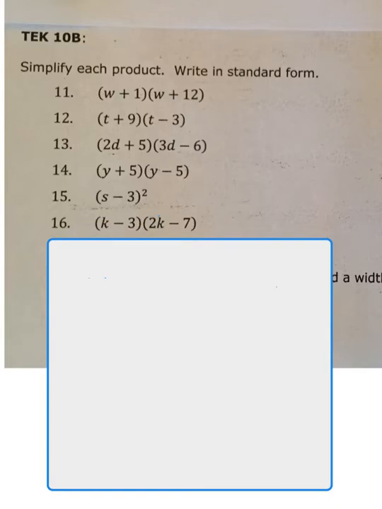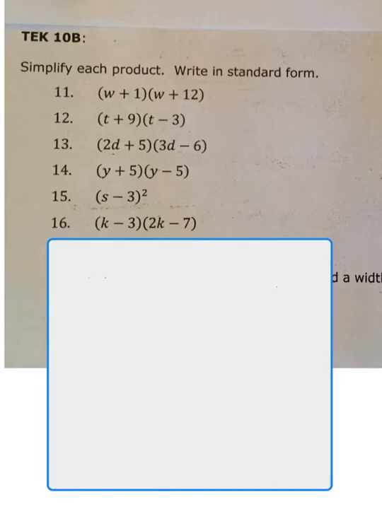Number 16, k minus 3 times 2k minus 7. When I look at this, I notice that k in the first binomial has a coefficient of 1, and the second binomial, k has a coefficient of 2. So I've kind of got one of each different kind there, but I apply FOIL the same way. So I'm going to do first, outer, inner, last.